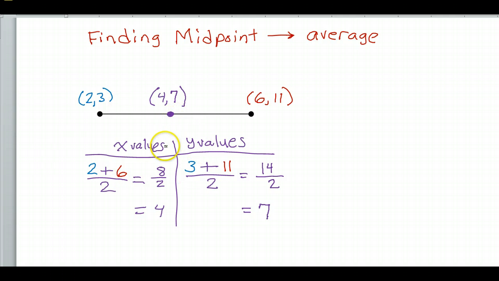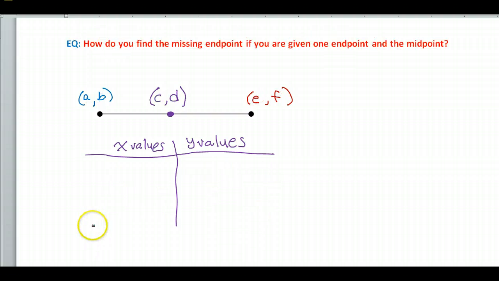So I think we all understand that. If you have the coordinates of the endpoints given, this is how you would find the midpoint. All right, so the next step, because look, our goal is going to be, what if I give you one endpoint and the midpoint? How do you find the other endpoint? That's our goal. Again, our essential question is, how do you find the missing endpoint if you are given one endpoint and the midpoint?